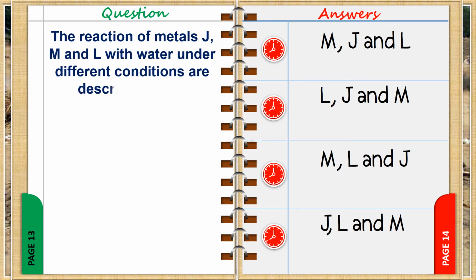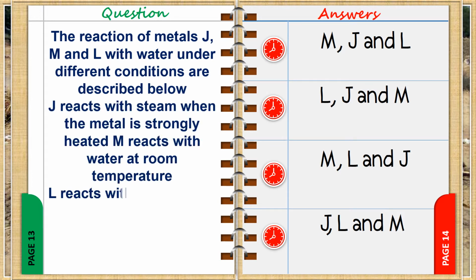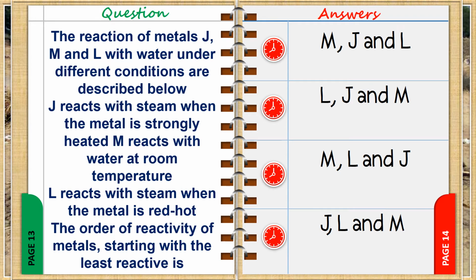The reactions of metals J, M, and L with water under different conditions are described below. J reacts with steam when the metal is strongly heated. M reacts with water at room temperature. L reacts with steam when the metal is red hot.